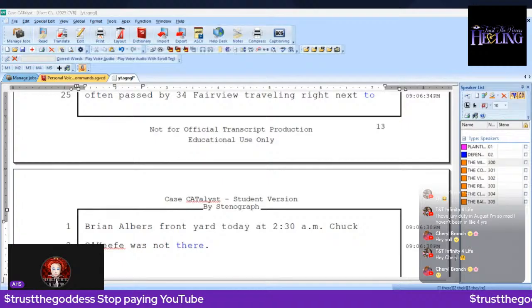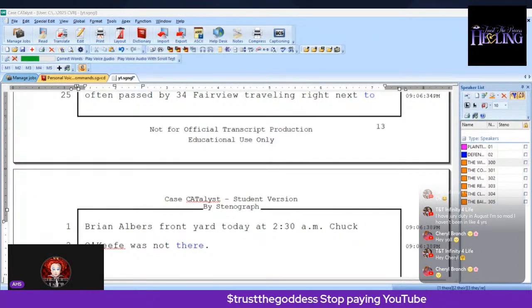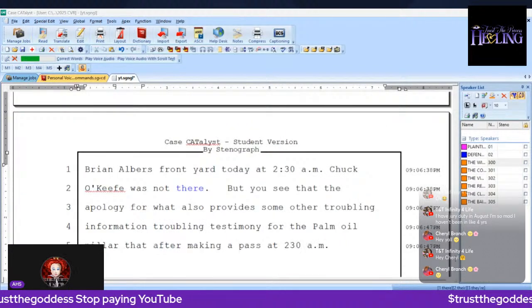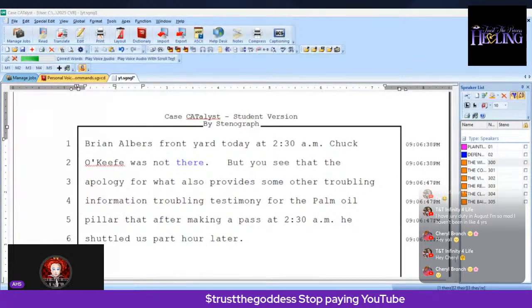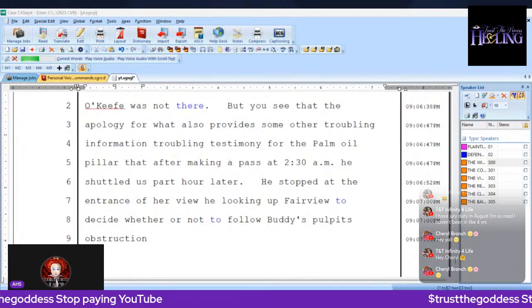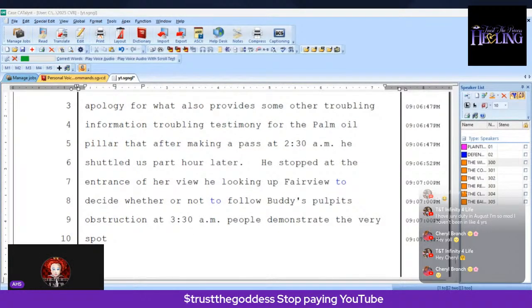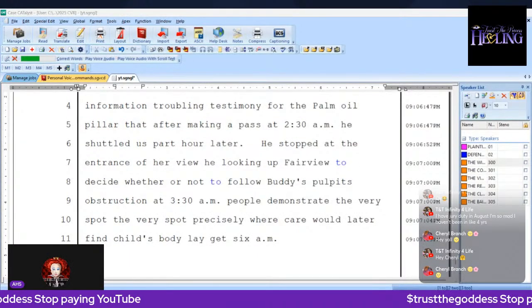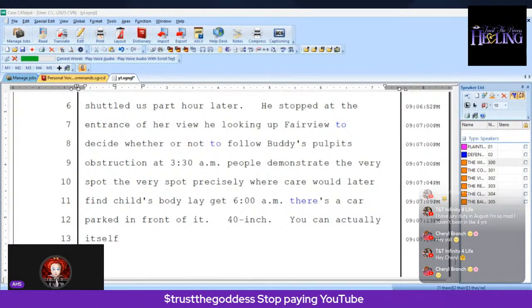But you'll see that the plow driver also provides some other troubling testimony for the Commonwealth. You'll learn that after making that pass at 2:30 a.m., he showed up with his plow an hour later. He stopped at the entrance of Fairview. He was looking up Fairview to decide whether or not to plow it, but he saw an obstruction. At 3:30 a.m., he looked down the street, and in the very spot precisely where Karen would later find John's body laying at 6 a.m., there was a car parked in front of him, a Ford Edge. You're going to ask yourself, who's moving a car at 3:30 in the morning into a blizzard on the side of the road?